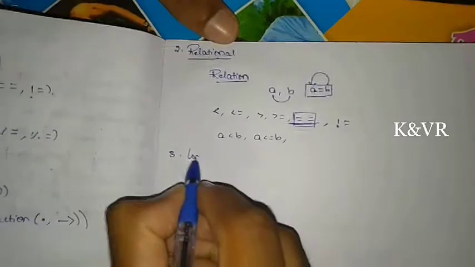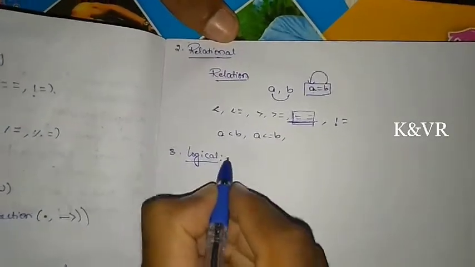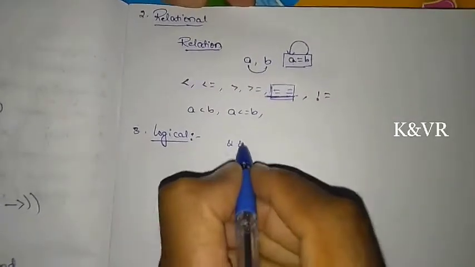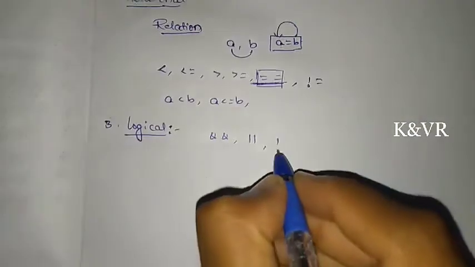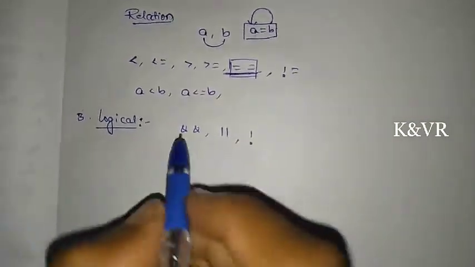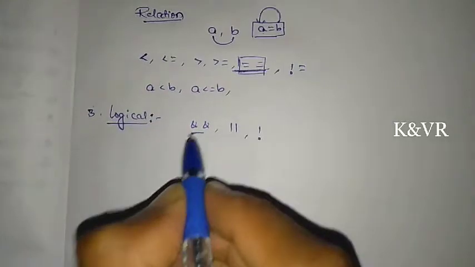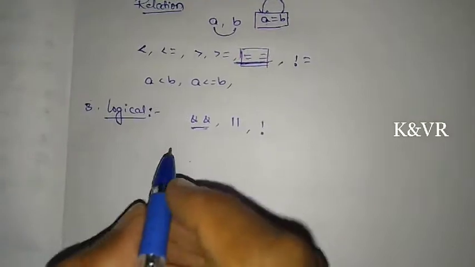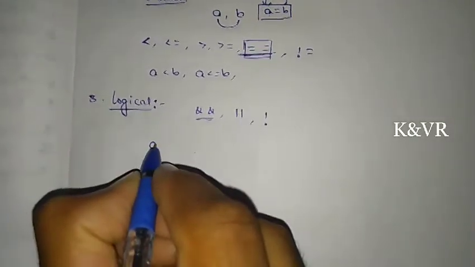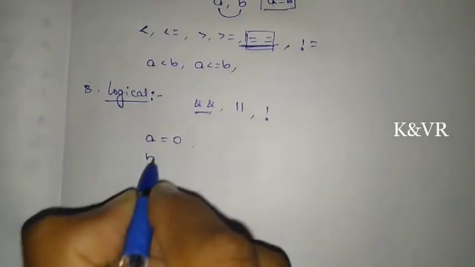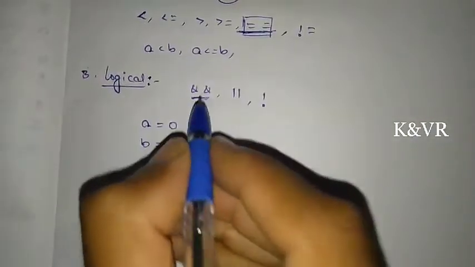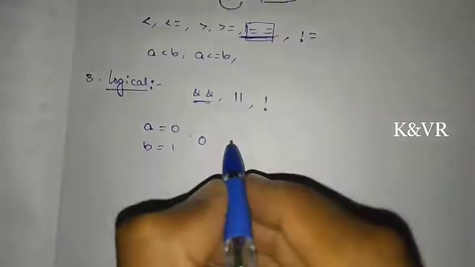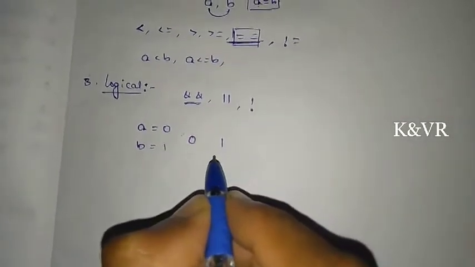Next one is logical operators. If you know DLD, you can easily understand logical operators. Logical and, logical or and logical not. This is logical and. I think you get this in intermediate. Suppose A is 0, B is 1, and when you perform logical and, what is the result? 0 is the result. Logical or, 1 is the result.